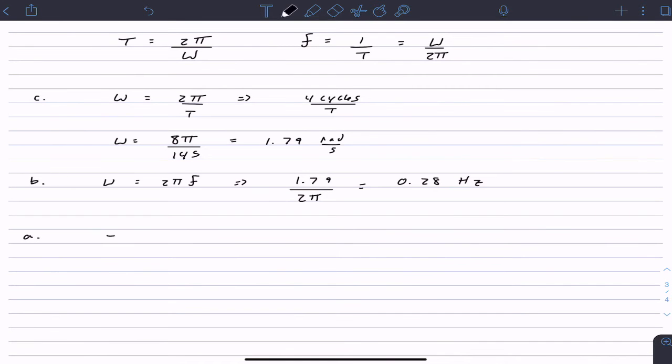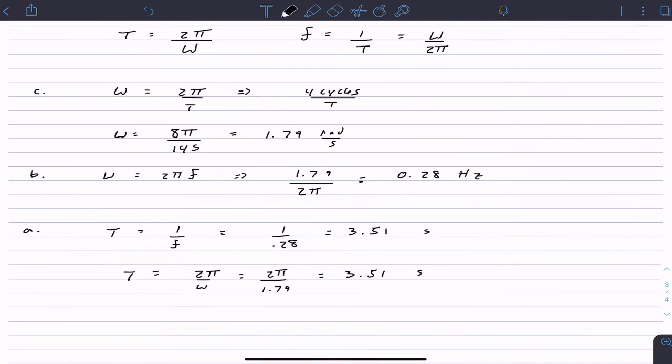So then for period, you just take 1 over f. So then you go 1 over 0.28, and that gives you a value of 3.51 seconds. You could also do it this way. You could also go T is equal to, what was it? It was 2 pi over omega, which is equal to 2 pi over what we found for omega earlier, 1.79. That gives you the same answer, 3.51 seconds. Okay, so that's how I did the problem.